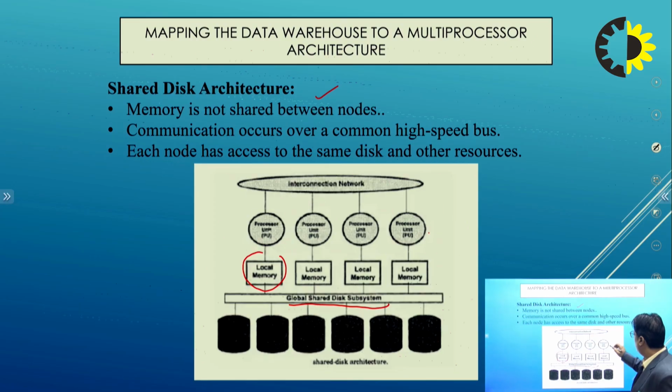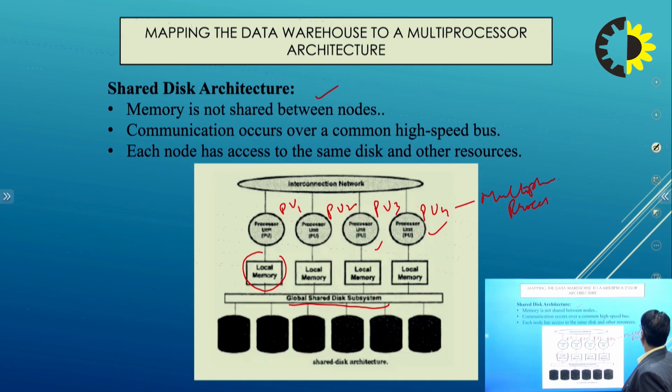Multiprocessor means a number of processors are used. This is processor unit 1, processor unit 2, processor unit 3, and processor unit 4. Multiple processors used in a multiprocessing architecture environment are connected with the shareable global disk, and each and every processor, system and node has its own local memory. So this is the basic common architecture of shared disk architecture.